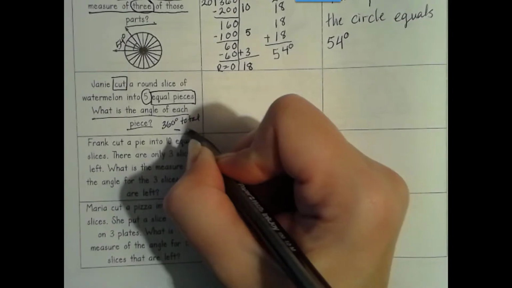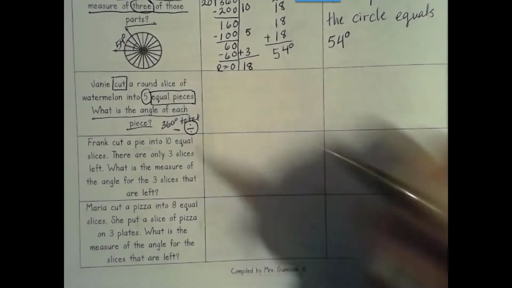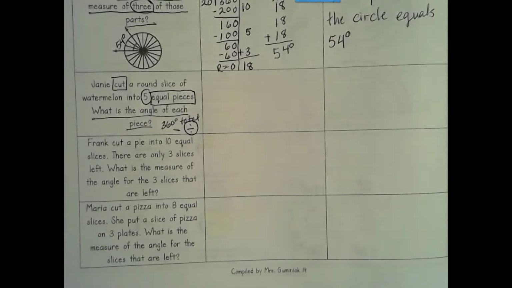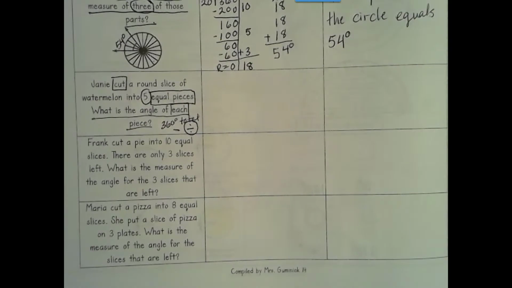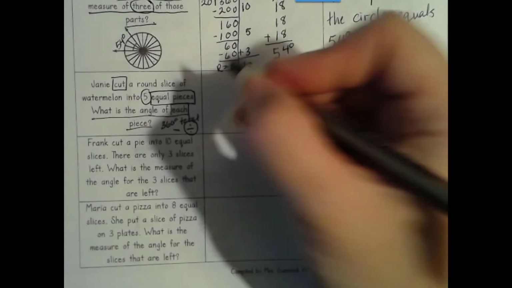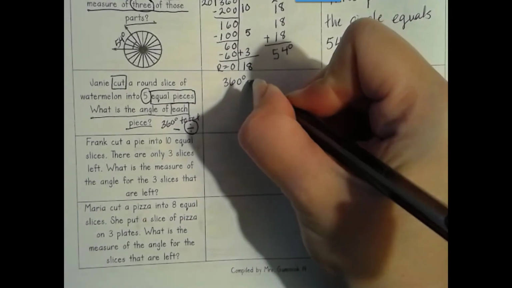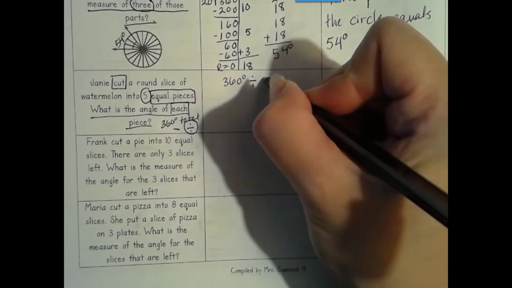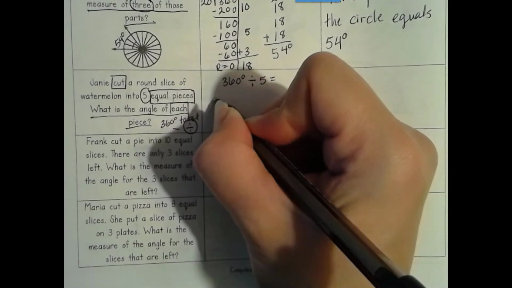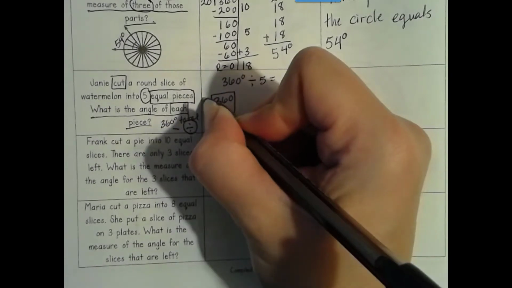So we're going to subtract or divide. Since they are equal pieces that we're making, we're going to divide. And we want to know each, so just what one piece would be. So we're going to divide, take 360 degrees, because that's what's in a circle, and a watermelon is a circle. We're dividing it into 5 equal pieces. So 360 divided by 5.